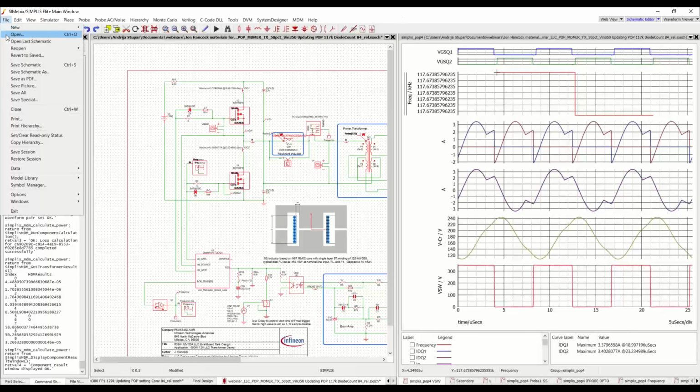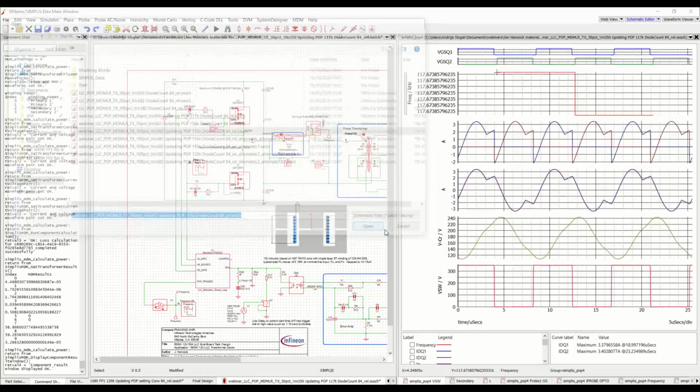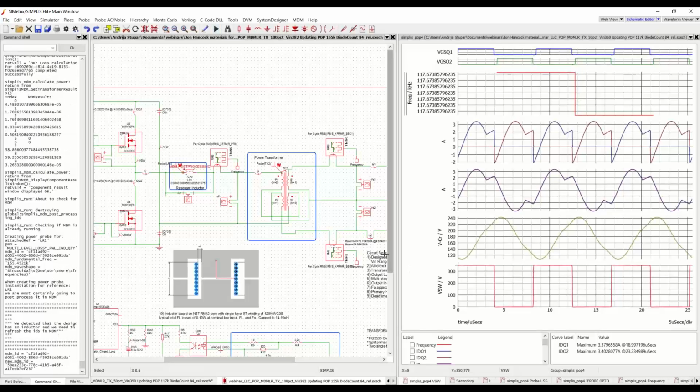So to save time, I'm going to just jump to 100% load at the 380 input and see the improvement at full load now.